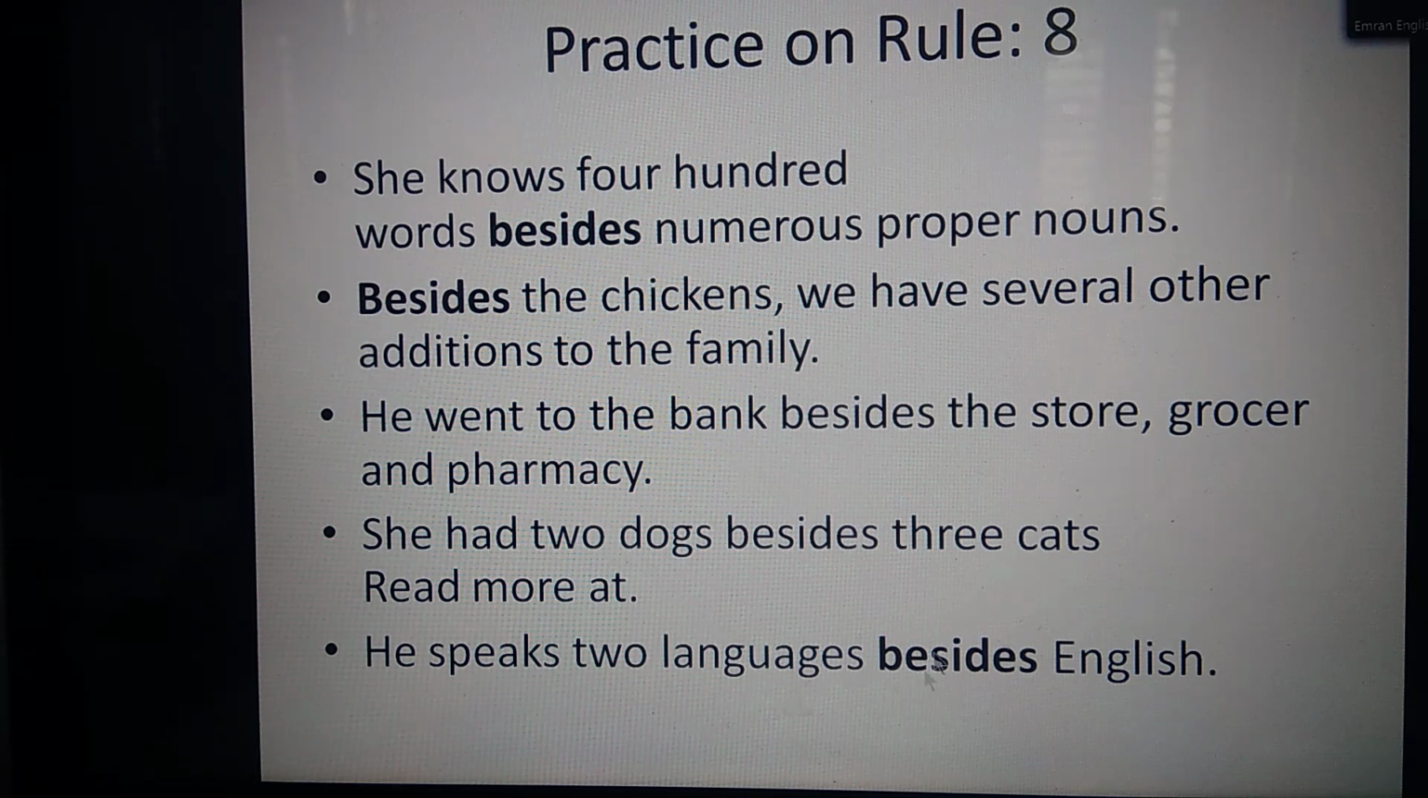The fourth and fifth are all in simple form, so the sentences are to be turned into complex and compound. So I believe you will give a pause to this video and take your pen and paper and write the answers to the sentences I am showing.